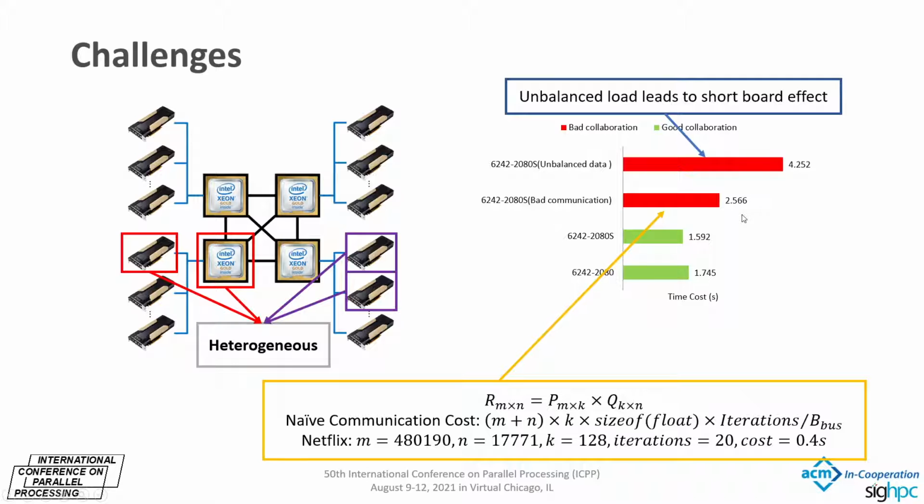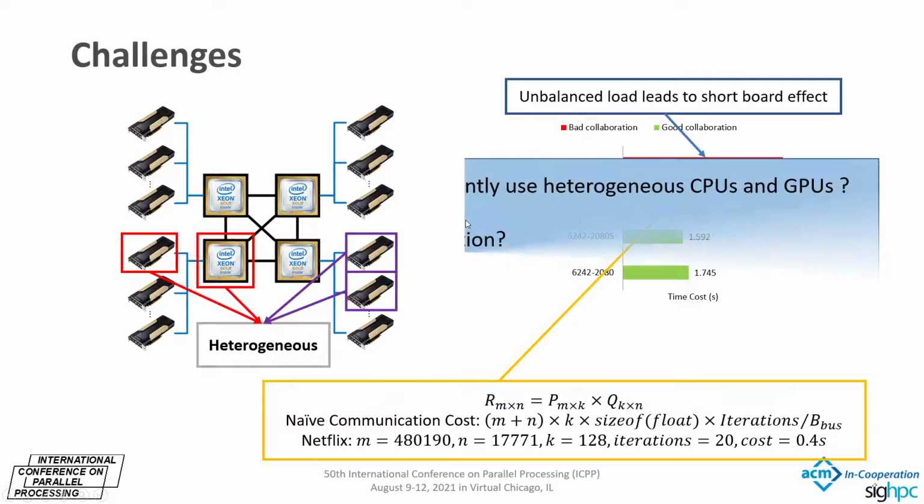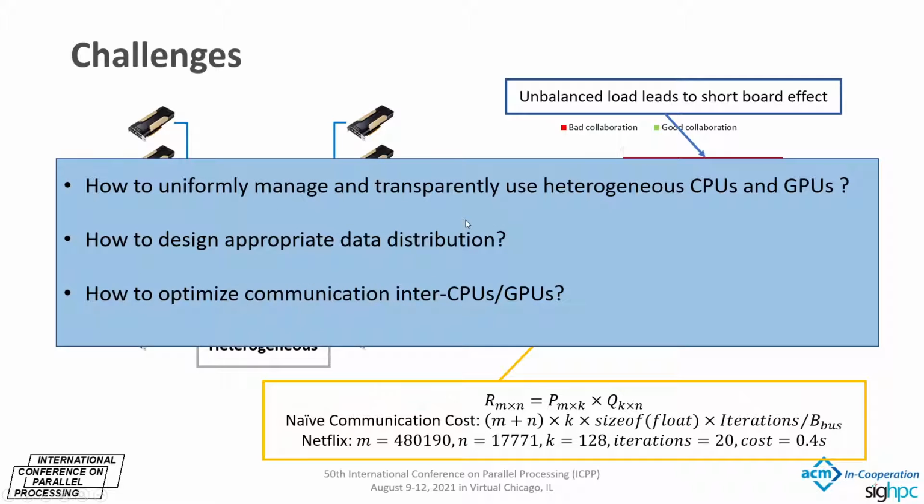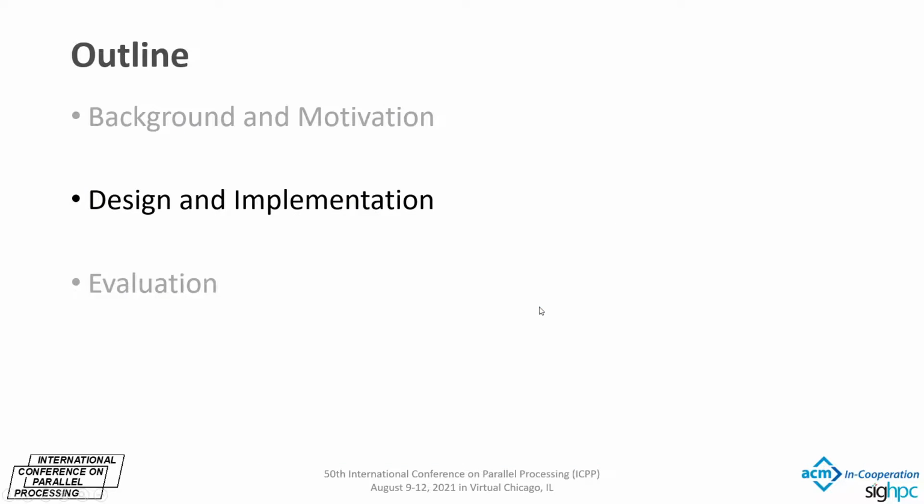Therefore, for collaborative computing, we must face these three challenges. First, how to uniformly manage and transparently use heterogeneous CPUs and GPUs. Second, how to design appropriate data distribution. Third, how to optimize communication between CPUs and GPUs. Next, I will show our design and implementation.